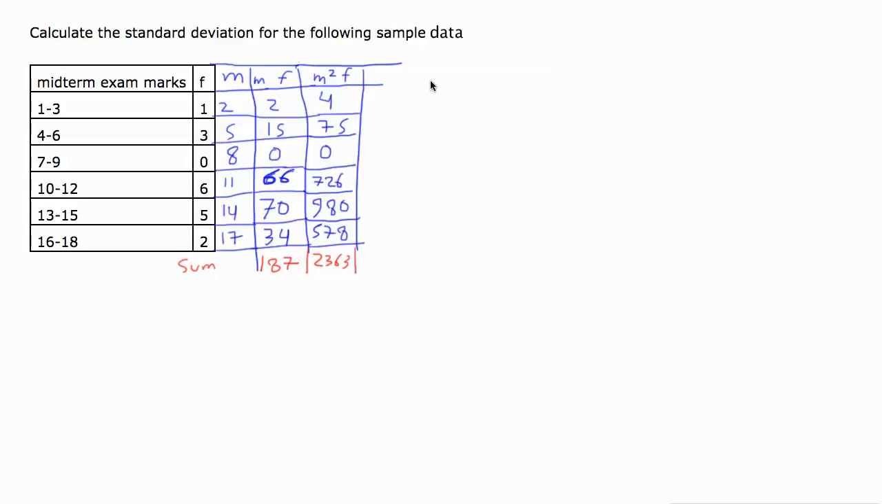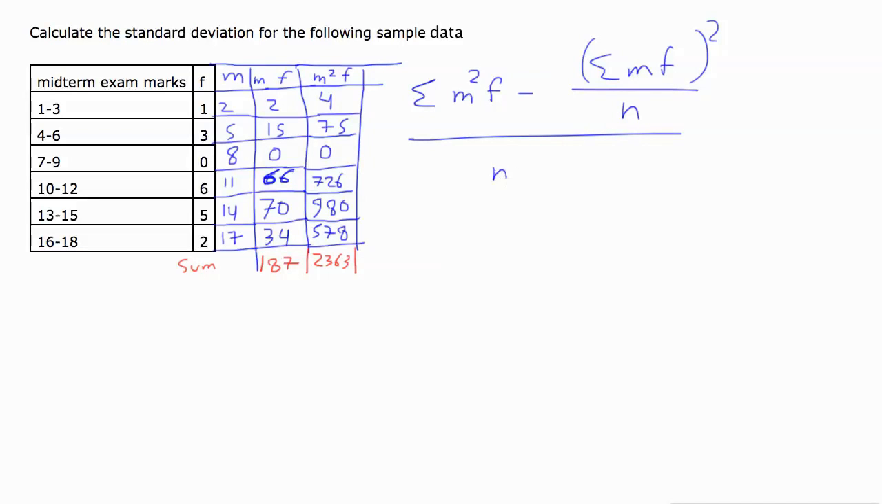Okay, I need sigma m squared f minus sigma mf all squared. All of this will be divided by n, right? Because in this case I have a sample, and then divide by n minus 1 at the end. This will give you the variance. This will give you s squared, by the way.